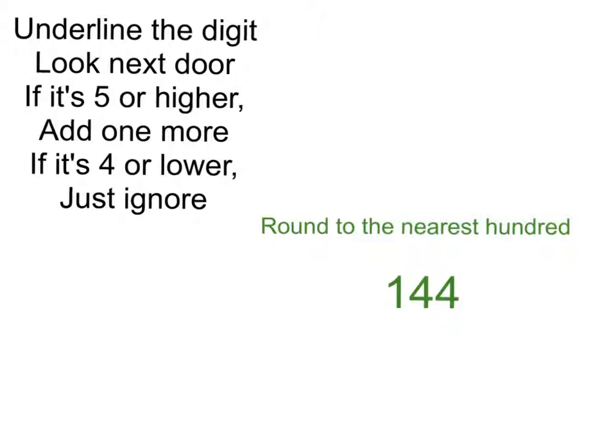Again, we are asked to round to the nearest 100. So we will underline the hundreds place. Underline the digit, look next door. If it's 5 or higher, add 1 more. But it's not 5 or higher. If it's 4 or lower, just ignore. It is 4 or lower. So we will ignore, which means leave the underlined number the same and change the rest to zeros.